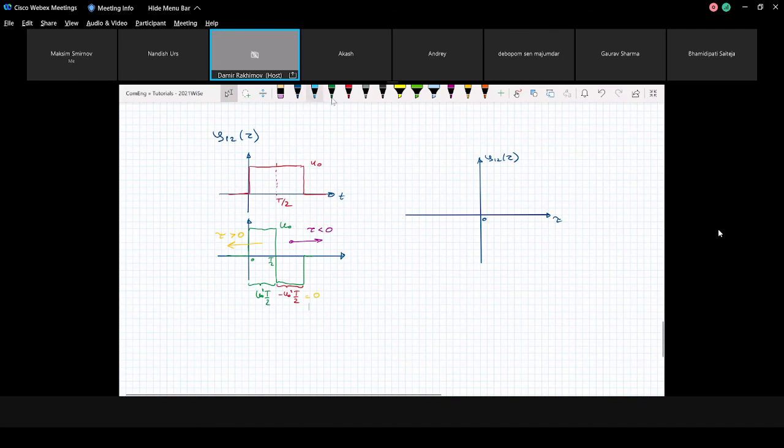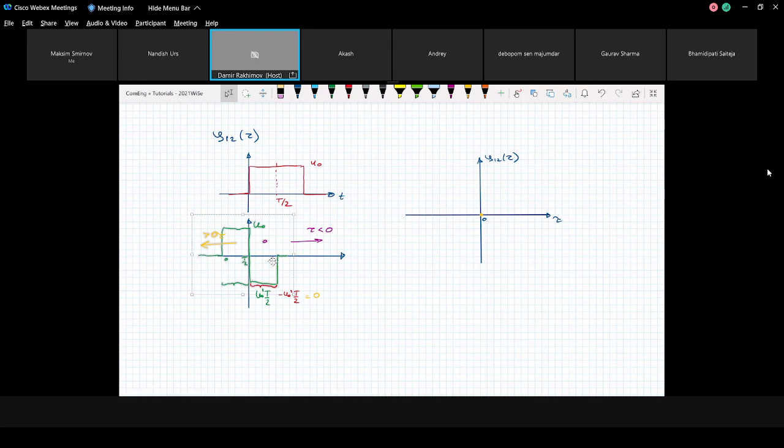But then we start to move it to the right and to the left. So at 0, we have 0. Then let's say we move our second signal along the axis to the left by T/2. And what will be the result of the cross-correlation?